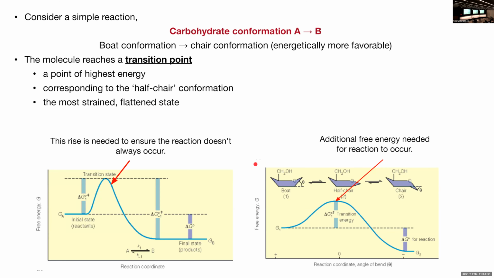Okay. So let's just consider a simple reaction here where there's a carbohydrate, a simple sugar, and there's a conformation change from A to B, from the boat conformation to the chair conformation. And we already talked about this, where the chair conformation is a little bit more favorable in terms of its energetic state, right? Because it has fewer clashes.